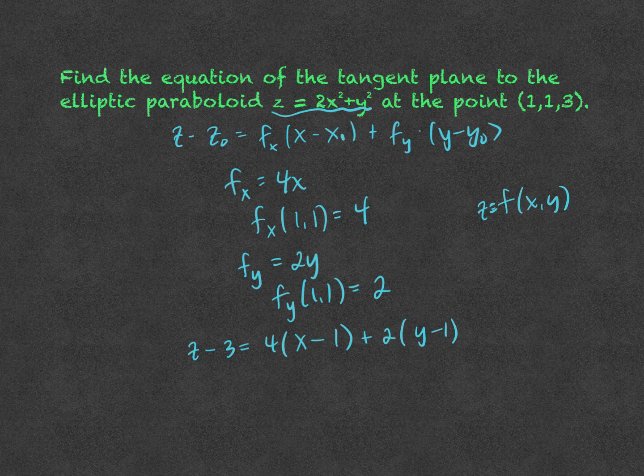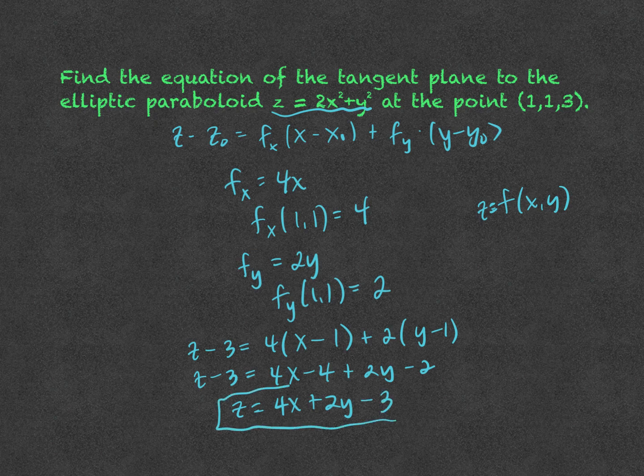In some instances, they want you to stop here. I never think that's a true statement. So z minus 3 equals 4x minus 4 plus 2y minus 2. So we solve this with respect to z, so we get 4x plus 2y, minus 4 minus 2 makes minus 6, plus 3 is minus 3. So this is the equation of the tangent plane to that elliptic paraboloid.